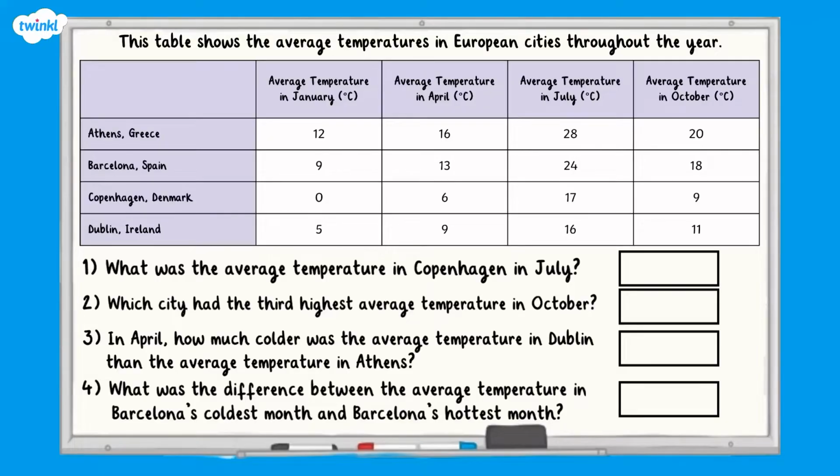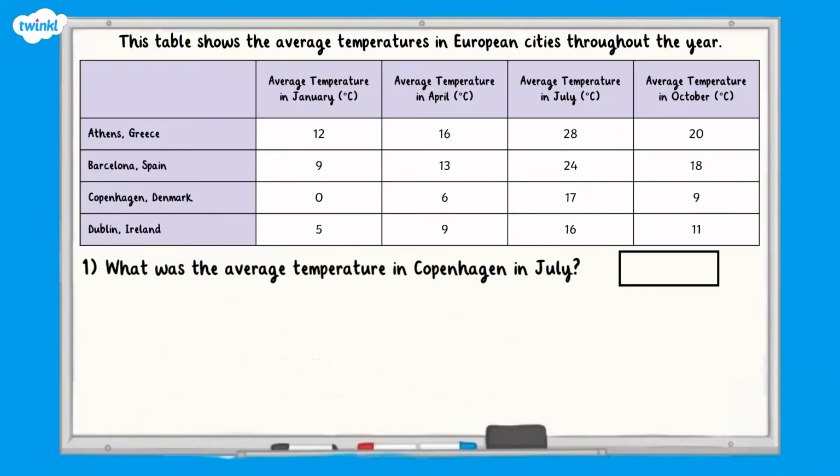Question 1. What was the average temperature in Copenhagen in July? Question 2. Which city had the third highest average temperature in October? Question 3. In April, how much colder was the average temperature in Dublin than the average temperature in Athens? Question 4. What was the difference between the average temperature in Barcelona's coldest month and Barcelona's hottest month?